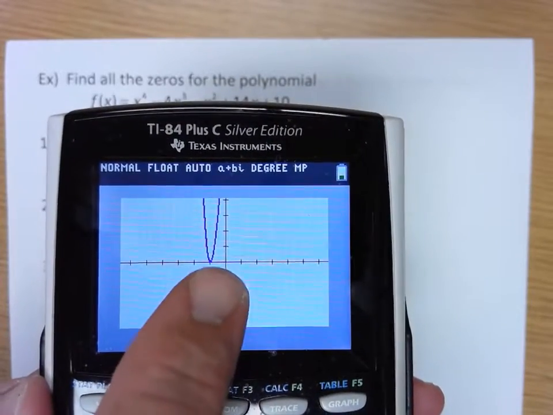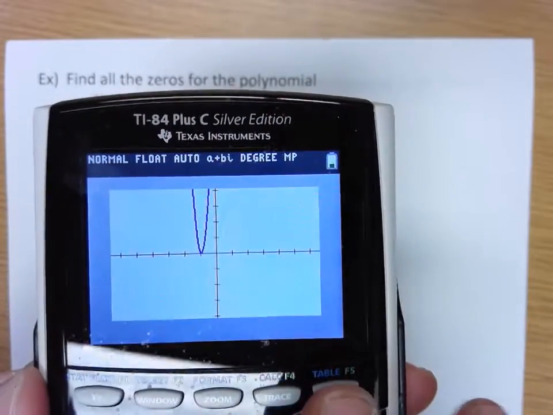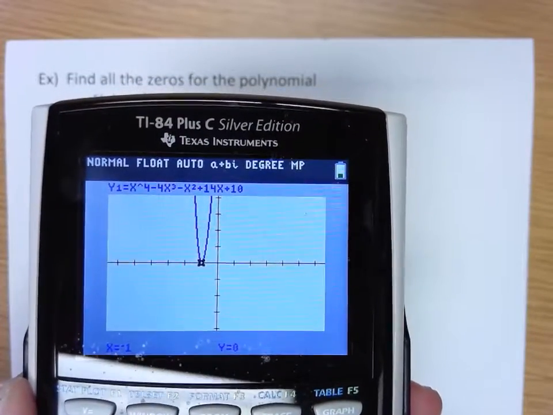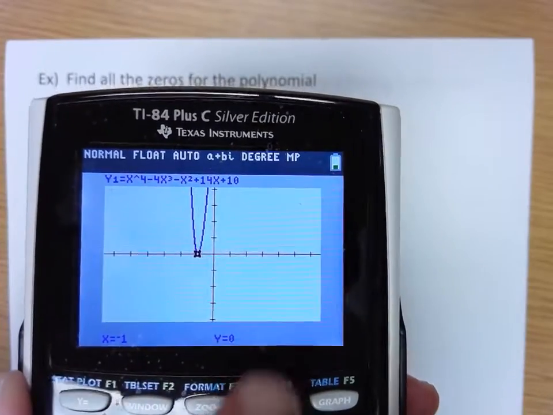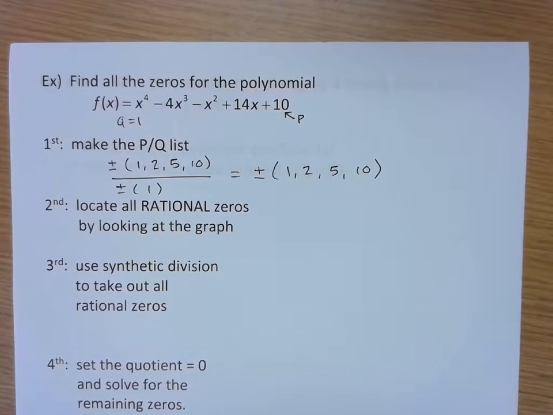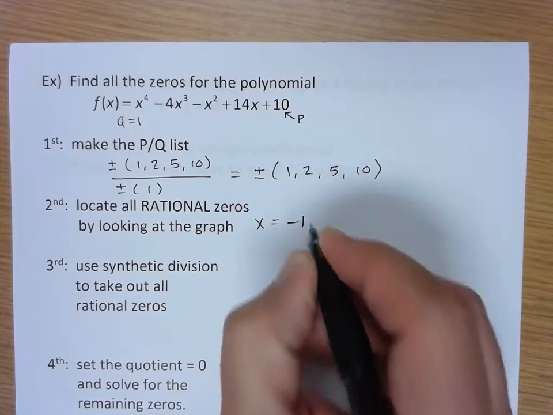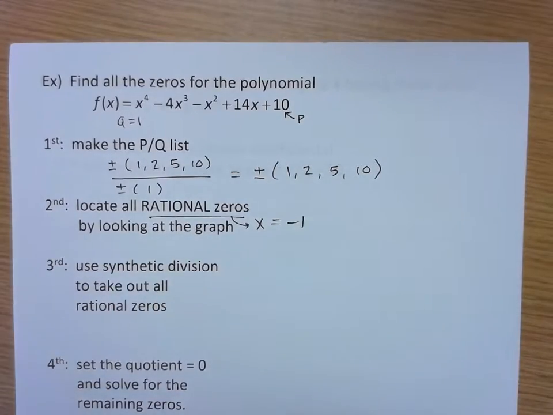Well, at least this value is in our P over Q list. It looks like it's at x equals -1. So if I trace it to -1, it does check out. There's an x of -1 and a y value of 0. So I know we actually get at least one rational zero to use. X equals -1 is the only rational zero that we find. So it says to use synthetic division now to take out all the rational zeros, but we've only got one.